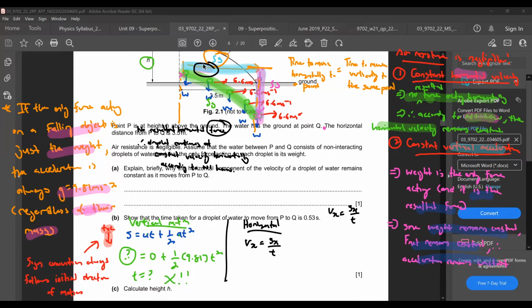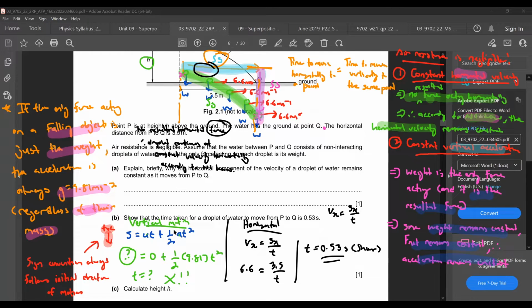So I would use 6.6 equals 3.5 divided by T. So T is actually 0.53 seconds. So this is shown.